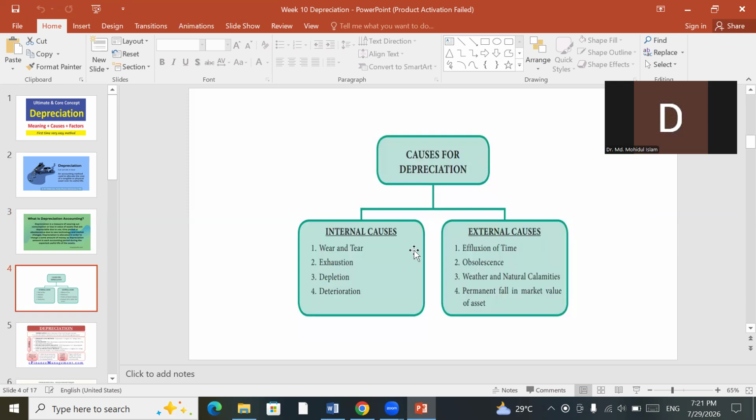Number one, internal causes. Number two, external causes. Internal causes of depreciation are usefulness or usage. Depreciation through use is wear and tear, that means use. When you use your asset or your device, day by day its value decreases.